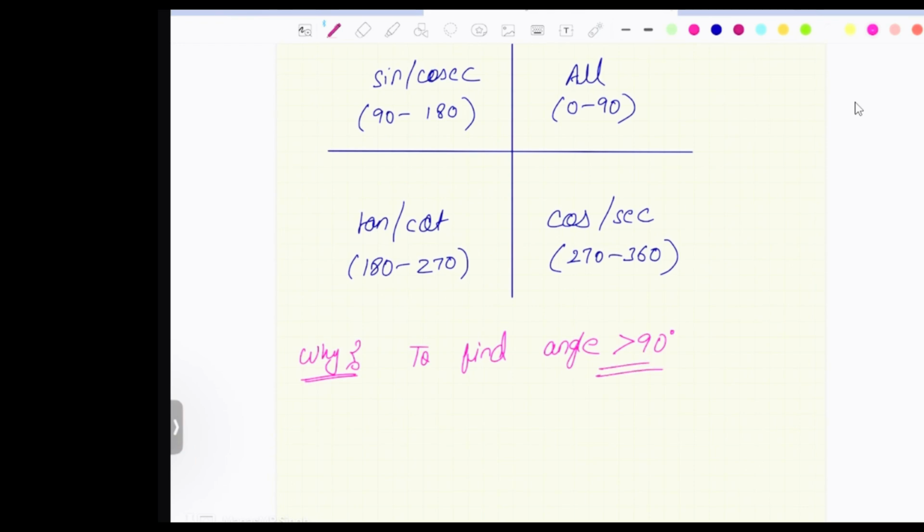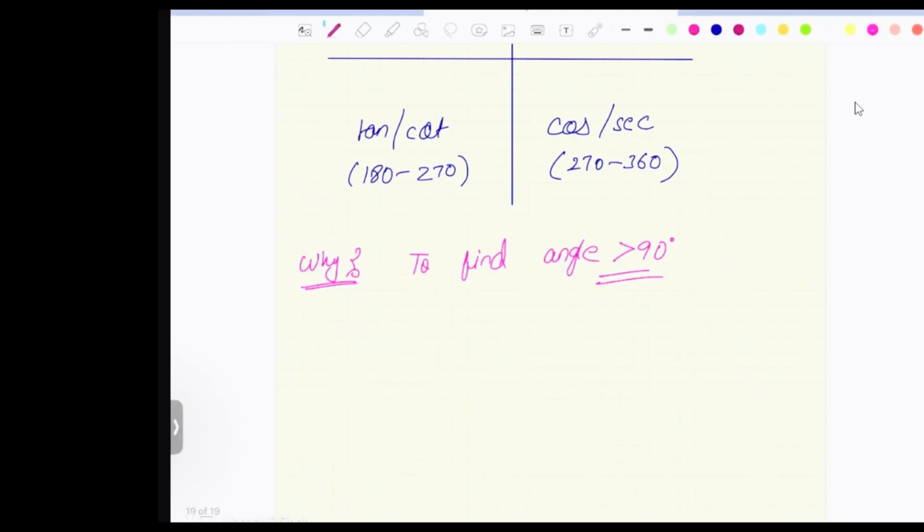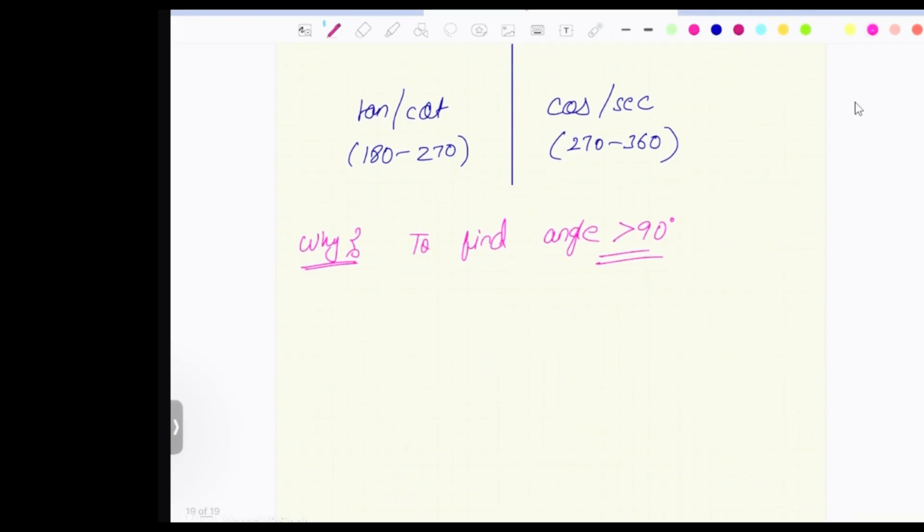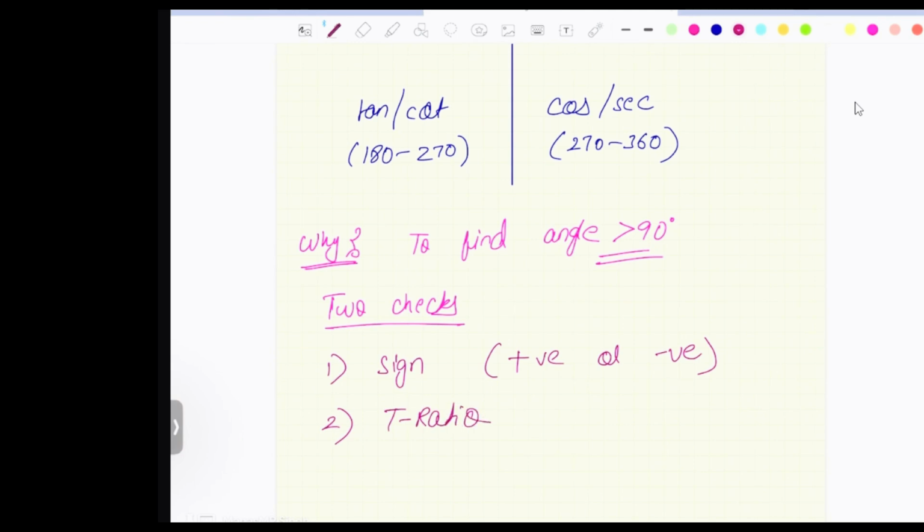I'll take one example and I'll tell you. It's very easy. You just have to do two checks. The first one is called the sign check. Sign means whether your sign will be positive or negative. Second, whether the T ratio changes or not. Understand it very simply, we will not make it complicated.